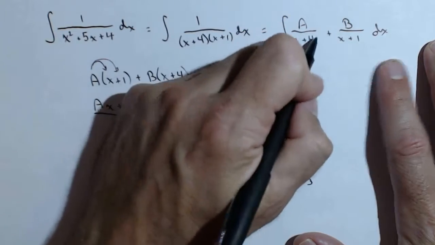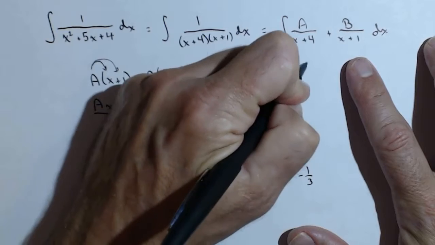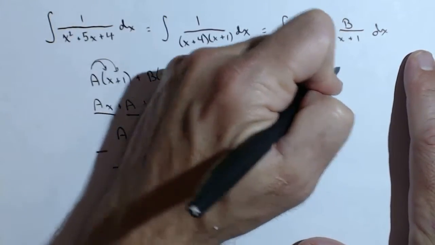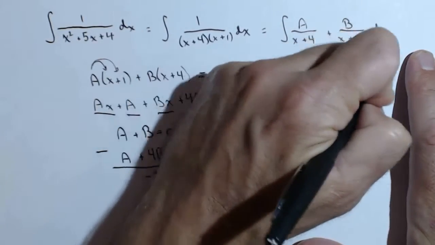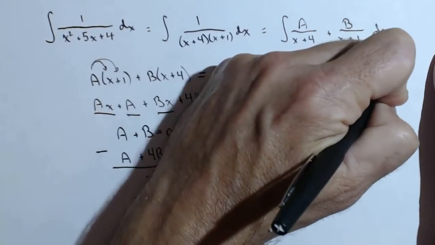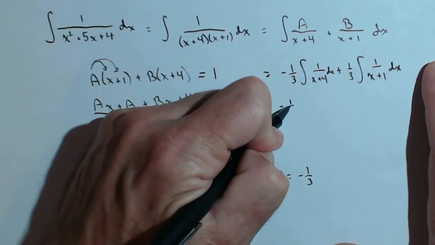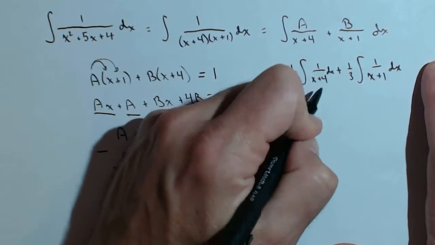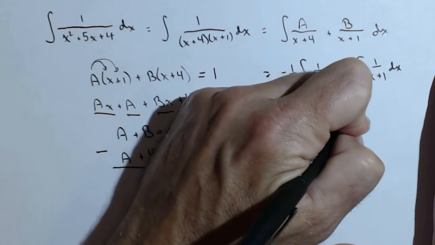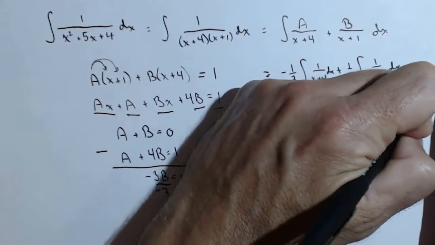And since they're just constants, I'm going to split this into two integrals and write the constants out front. So I have minus 1/3 times 1 over x plus 4 plus 1/3 times 1 over x plus 1. Doesn't need dx's on them. These are just natural logs. So I have minus 1/3 natural log of the absolute value of x plus 4 plus 1/3 natural log of the absolute value of x plus 1, and it's an indefinite integral, so we do need our plus C.